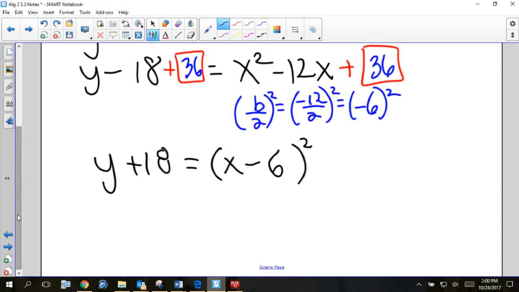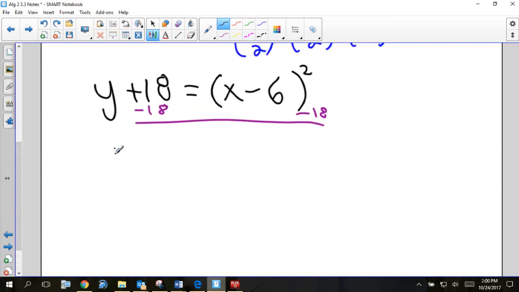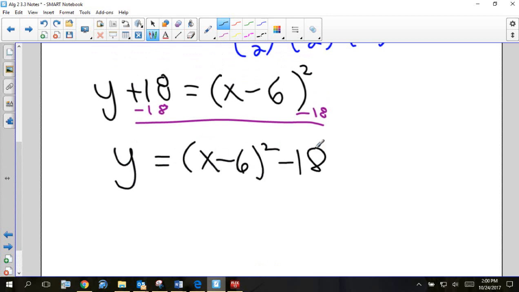Now, since we're not solving right now, we're just rewriting it in vertex form. All I have to do is move this positive 18 to the other side by subtracting it. It does not go into the parenthesis. So y equals parenthesis x minus 6 squared minus 18. That's vertex form.